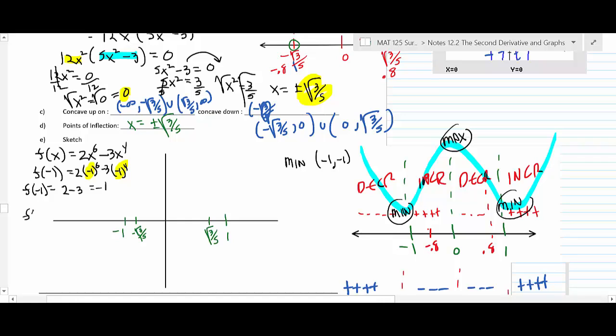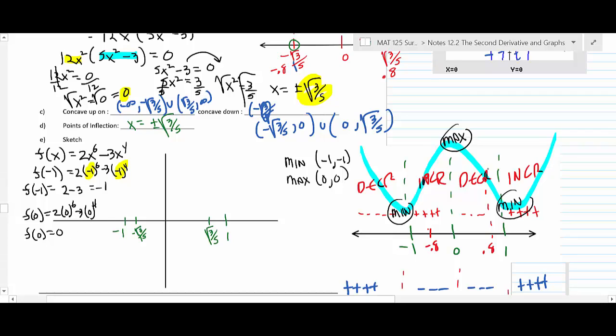So if we do f of 0, we just go to the function: 2 times 0 to the 6th minus 3 times 0 to the 4th. What's that in your head? 0. So that means we have a max at the point 0, 0. You need to get that accurate. You need to get the min and max. You need to figure that out to get a good graph.